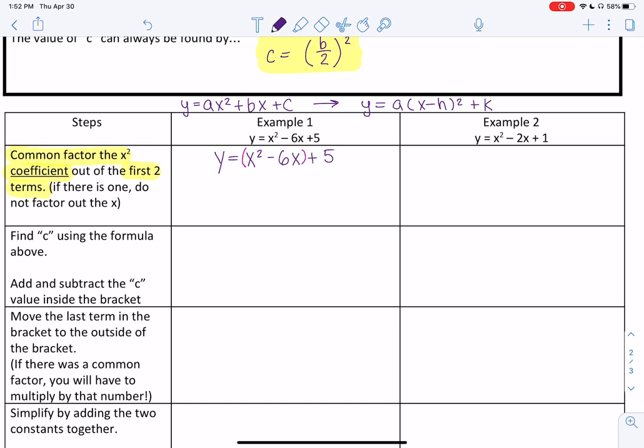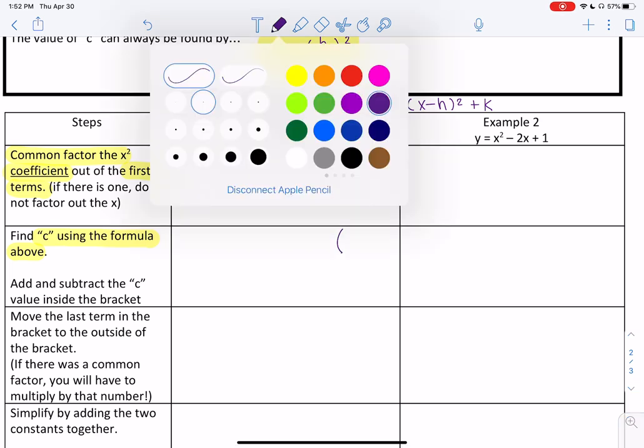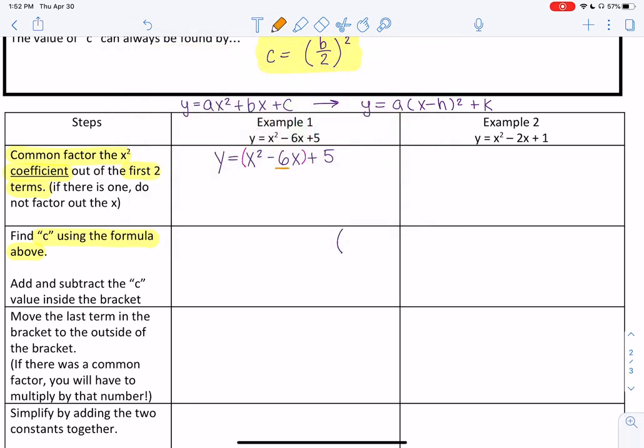Now, we're going to find c using the formula above. So let's start by doing that. Our magic number is going to use this number here, and we're going to divide it by 2 and then square it. So we take that -6, divide it by 2, and square it. That will give us -3, all squared is 9. So that's the next step: find our magic c number.